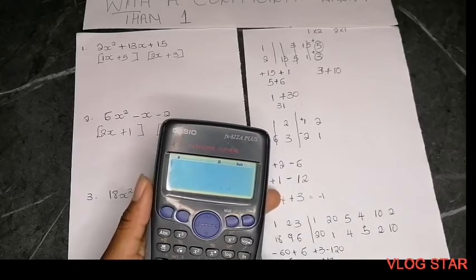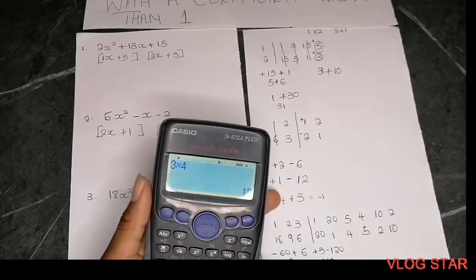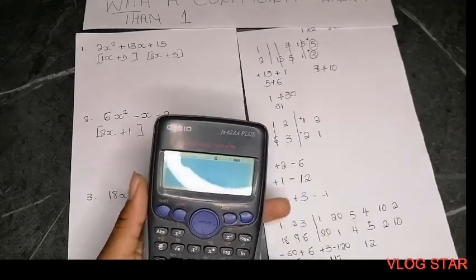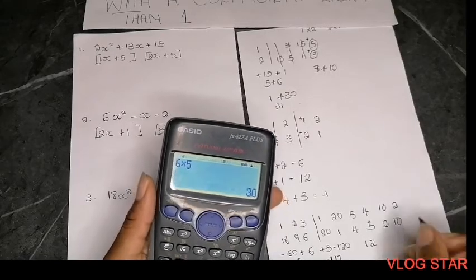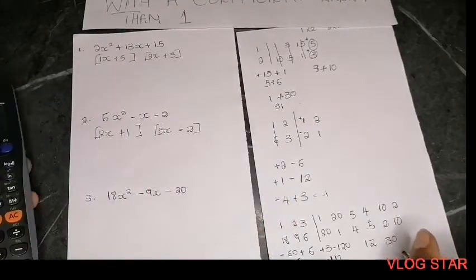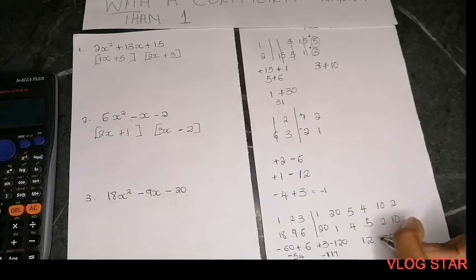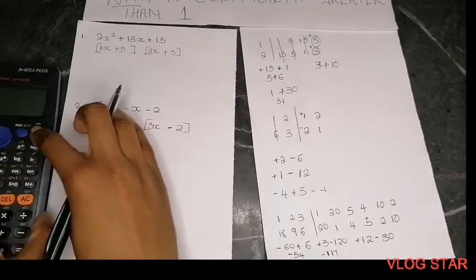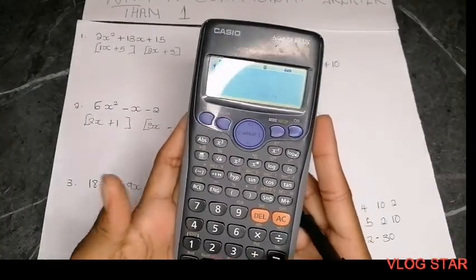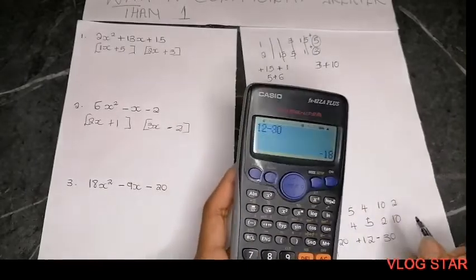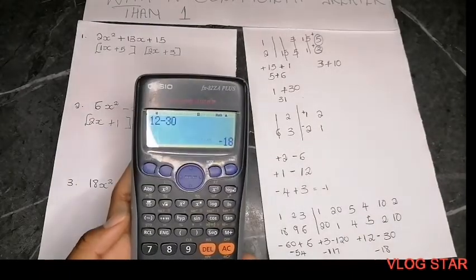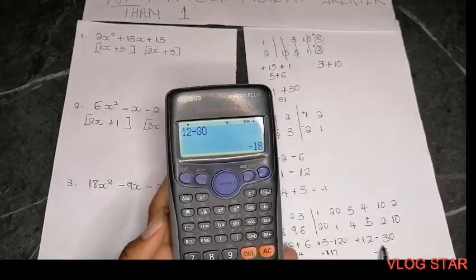So 3 times 4 is 12. 6 times 5 is 30. Which is the bigger number here? The bigger number is 30. 30 will take a negative sign. Our 12 will take a positive sign. So positive 12 minus 30 is negative 18. It's negative 18, meaning that it is not working for us.